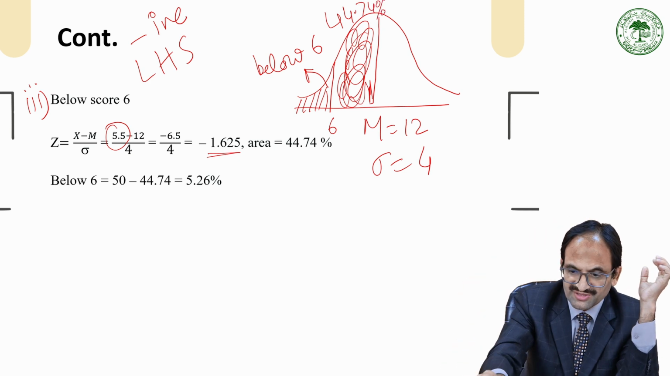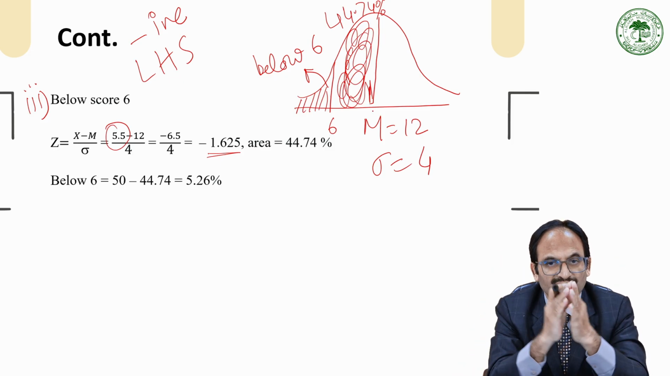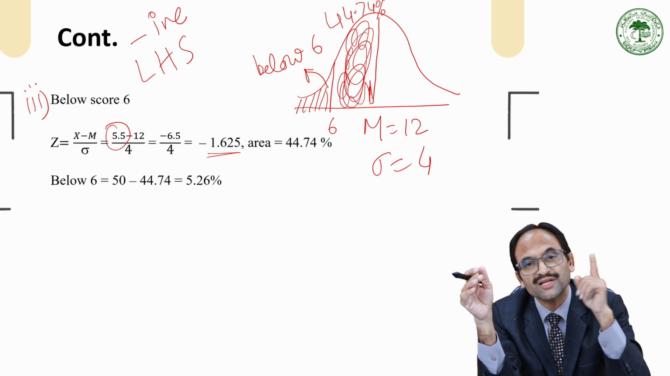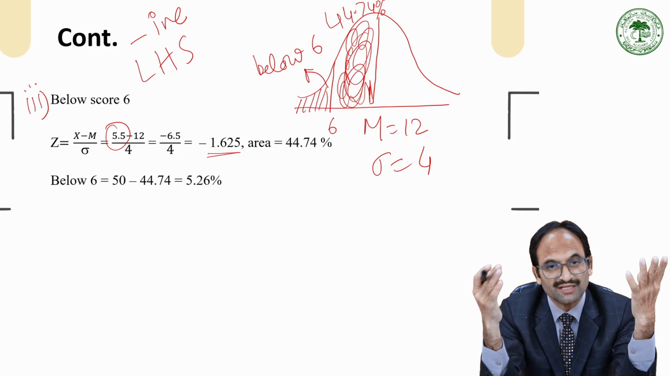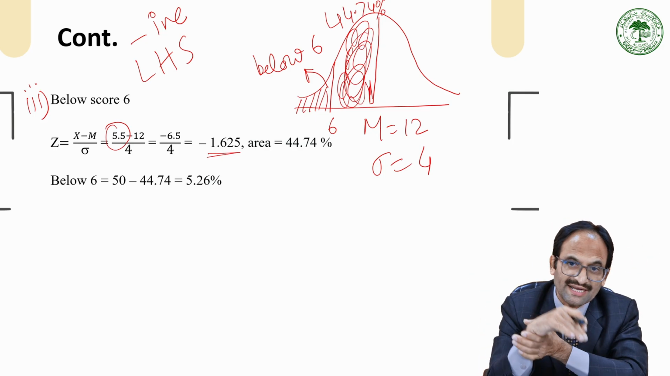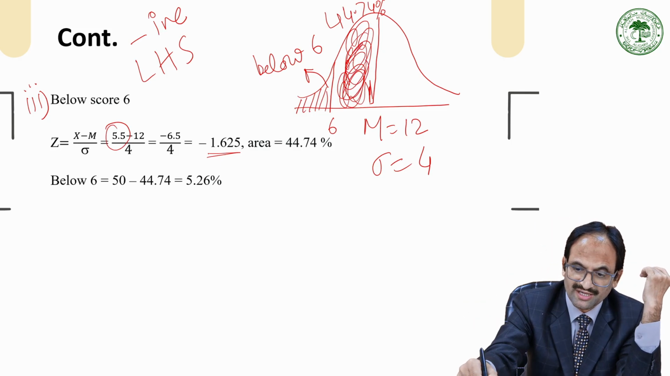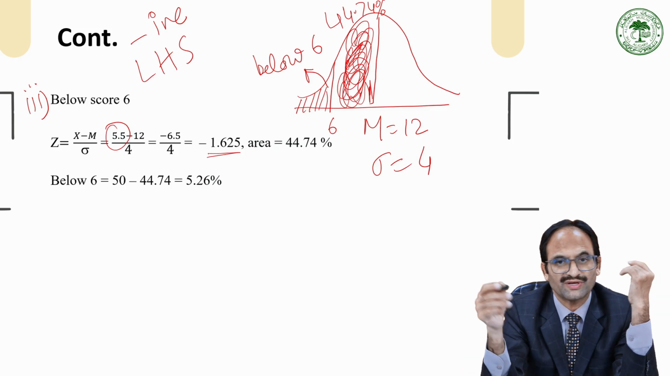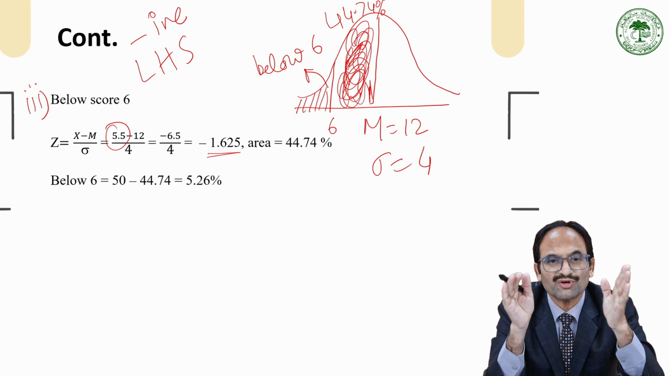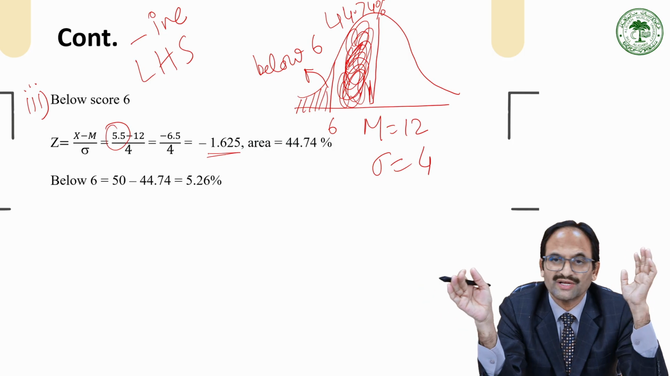That is from mean score to 6, the area you have calculated as 44.74. But what you are required to do is calculate the area which lies below 6. So for that, you have to subtract this particular area from 50, and finally you will get the required area. You will subtract 44.74 from 50, and that way you will get 5.26.